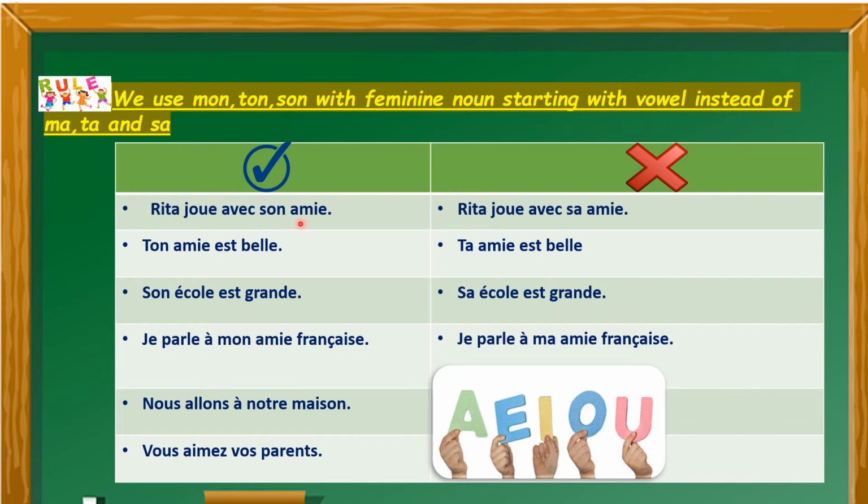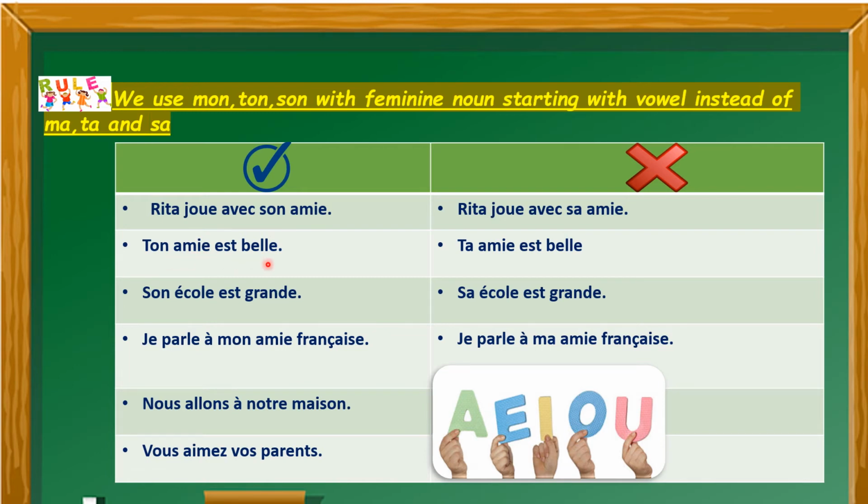Here, ami is a feminine friend, and we were supposed to put sa here, but it's starting with a vowel and it's singular. That's why we are using son here. Rita joue avec sa ami is an incorrect sentence in French.